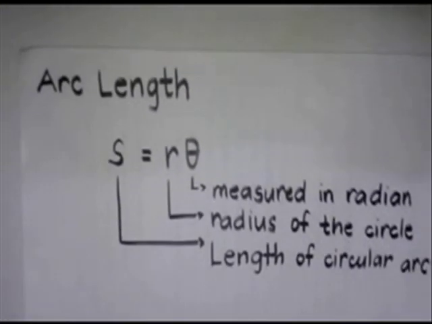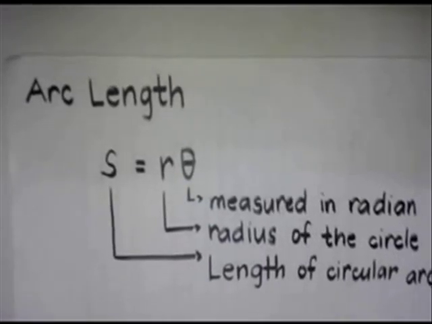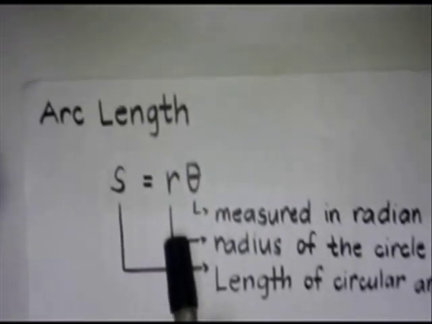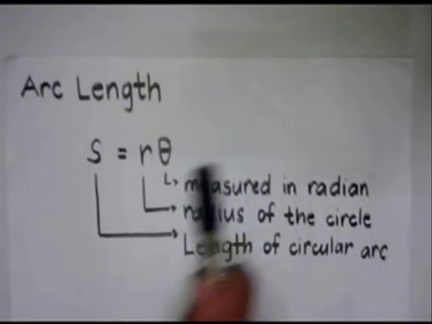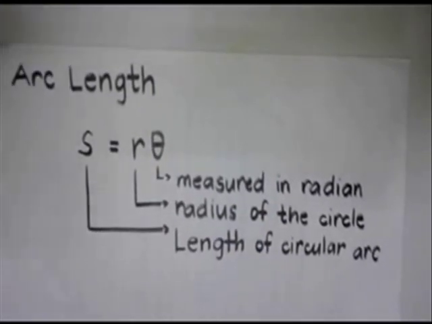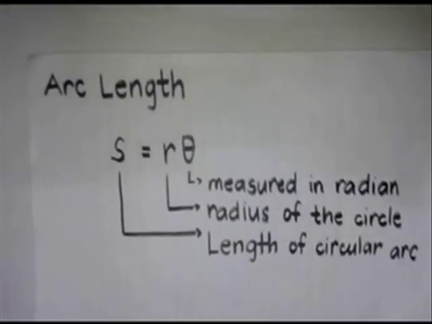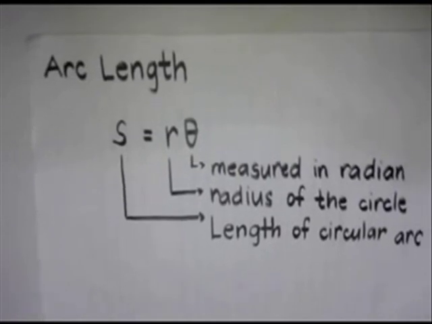Hello everyone, today we will be discussing arc length. Now, what is arc length? As the equation given, arc length is the product of the central angle measured in radian and the radius of the circle. Arc length is the distance of a circular arc.